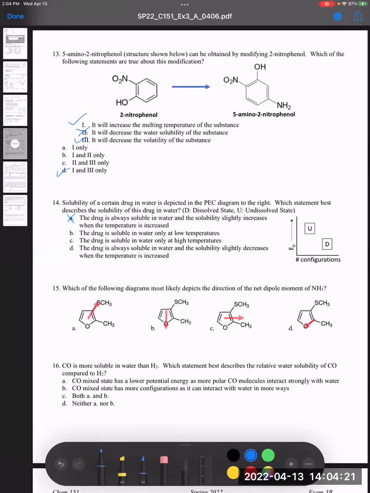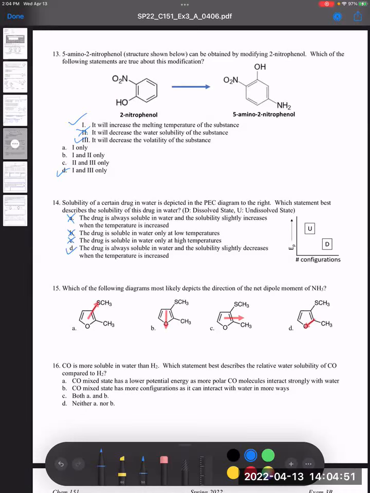Option B, the drug is soluble in water only at low temperatures. That is incorrect. It is always soluble. The drug is soluble in water only at high temperatures. That is incorrect as well. The drug is always soluble in water and the solubility slightly decreases when the temperature is increased. That is correct. Okay, because if we increase the temperature, that is going to favor the state with high potential energy, which is the undissolved state or the unmixed state. Therefore, that will decrease the solubility a little bit.